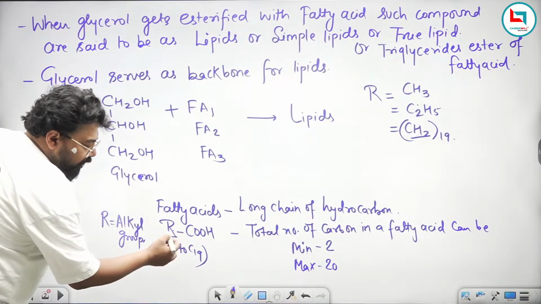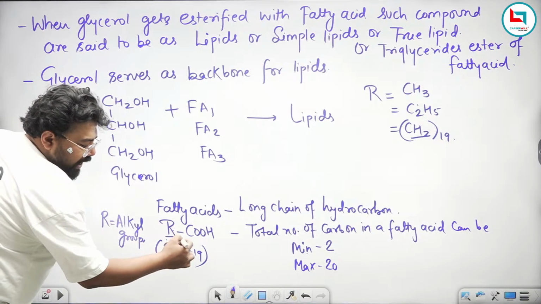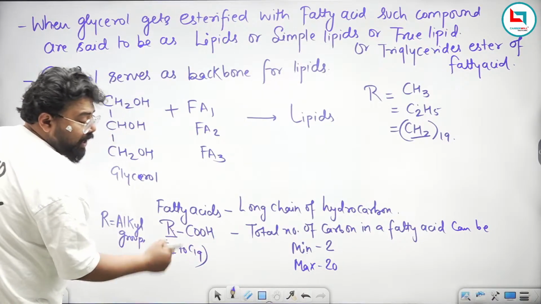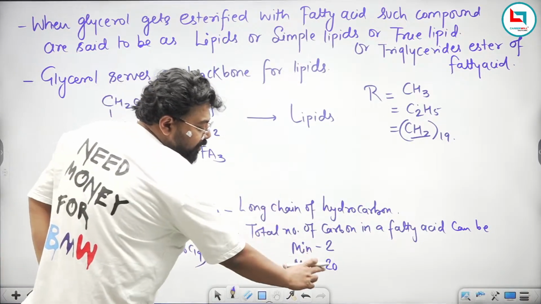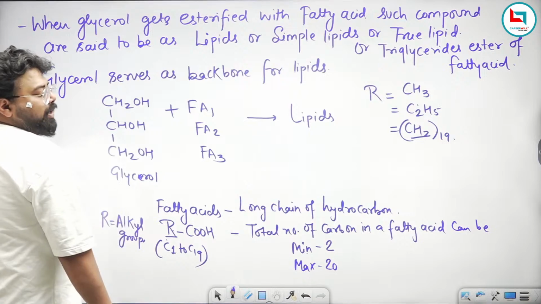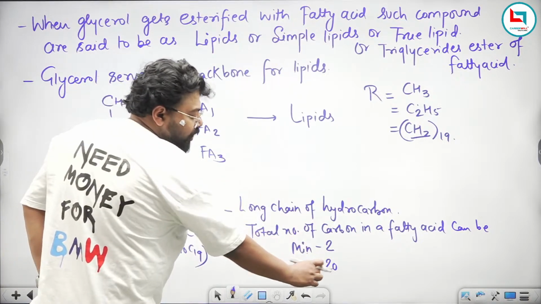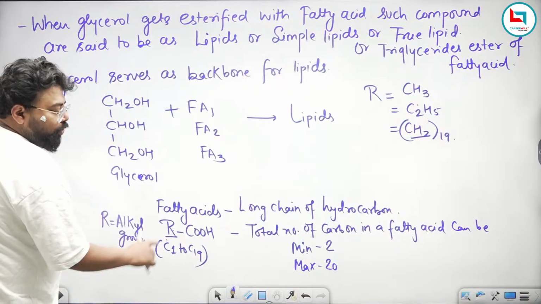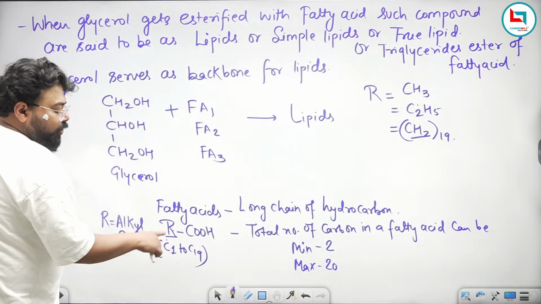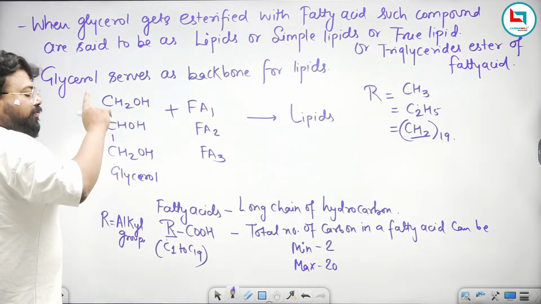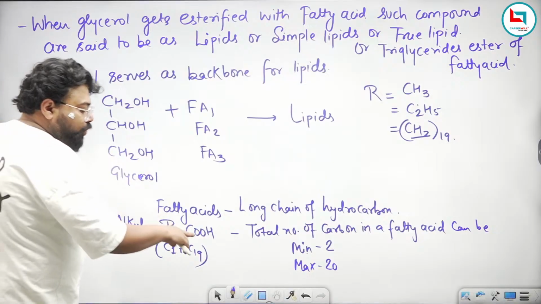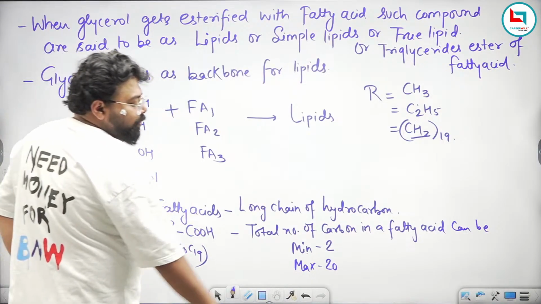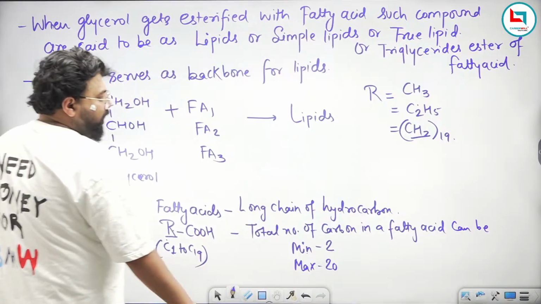So if you put over here 19 CH2 units, there is one more carbon atom. The maximum number of carbon atoms in a fatty acid can be 20, and the minimum number, if you put only one CH2 at the place of R, you will get one carbon atom from the CH2 and another carbon atom from the carboxylic group. So the minimum number can be 2.